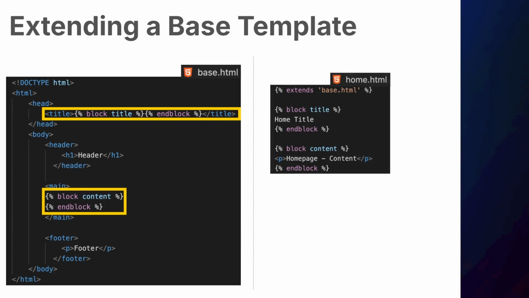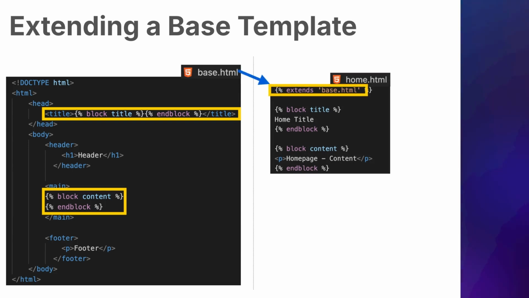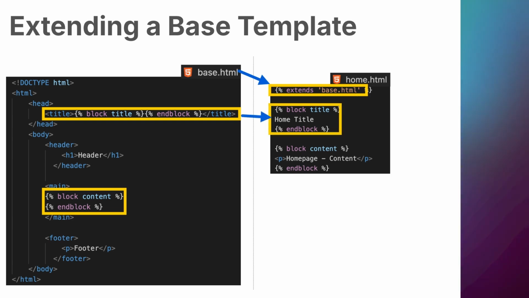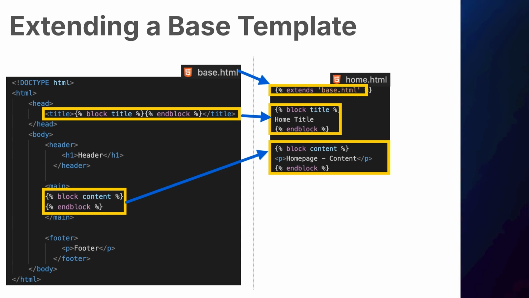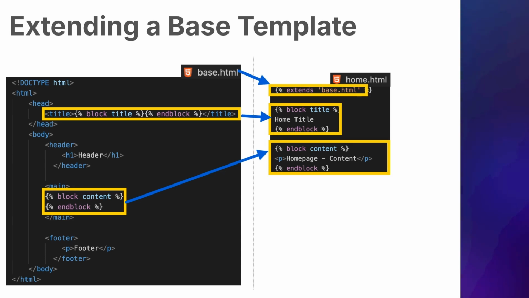Next, create a home HTML file. It extends the base HTML file, and also includes the title block and content block with specific text. The title is home title. The content is home page content. Let's check the result of the home page.